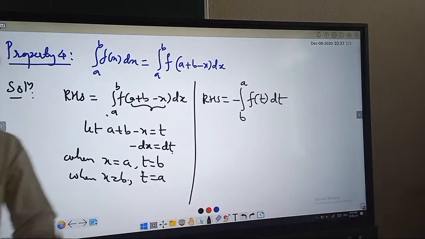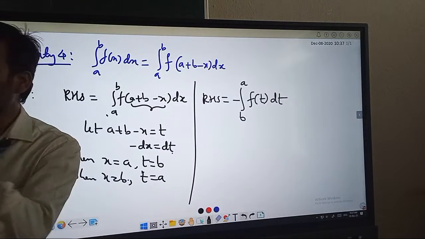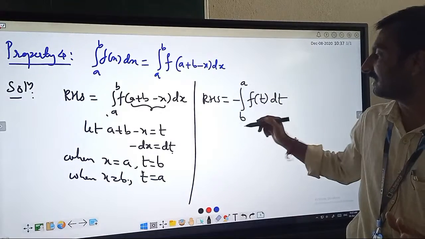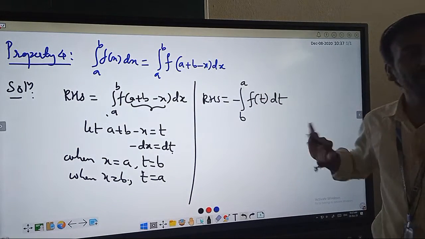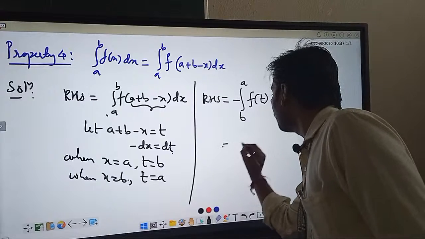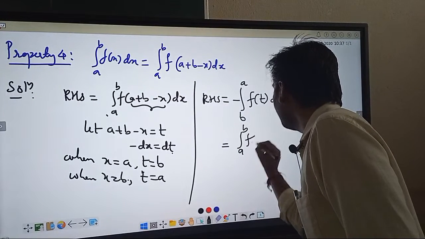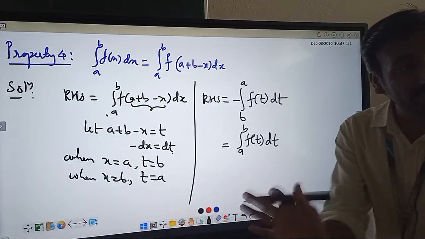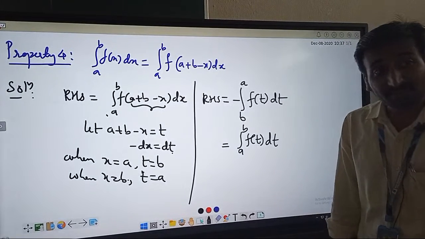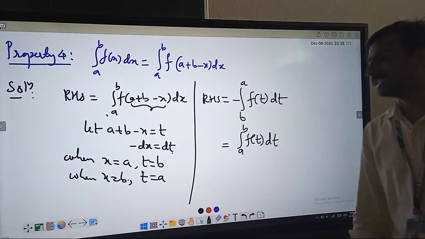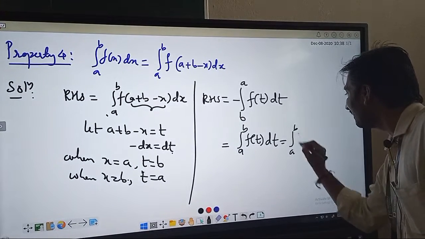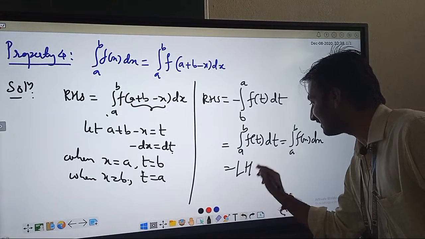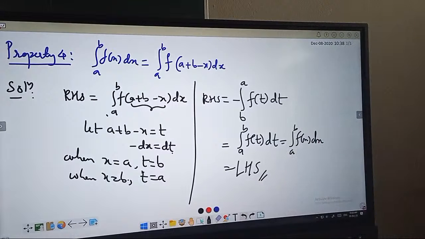Correct? Property number 2 tells us, don't worry if you get the minus sign, simply interchange the lower and upper limits. Correct? Simply interchange lower and upper limits. So I simply change this one. And property number 1 tells us, don't worry, t if it comes, it is a dummy variable. Simply what you can write is the integral from a to b of f of x dx. This is what my LHS is. This is property number 4.